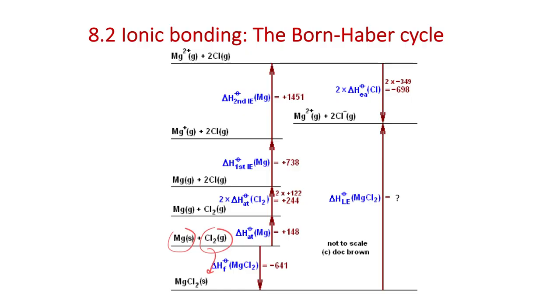And so what happens for magnesium, in order for it to form magnesium chloride, is it has to turn into a gas. That takes energy. The chlorine bond has to break. That takes energy. We have to ionize 2 electrons off magnesium. That takes a lot of energy.